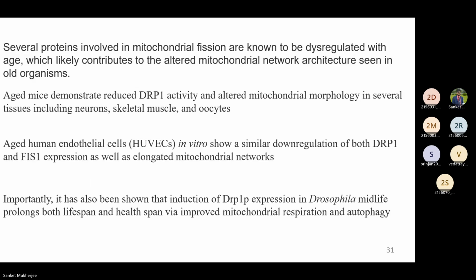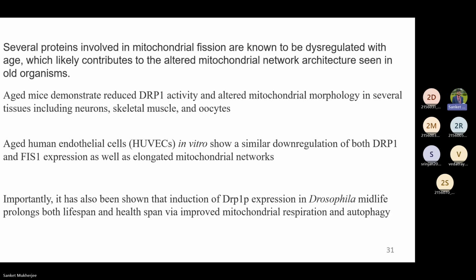Here we are talking about various mitochondrial proteins that are dysregulated with age. That causes a difference in mitochondrial network architecture in older organisms. If you see aged mice, they have lower levels of DRP1. With age, DRP1 levels decrease, and aged human epithelial cells and endothelial cells also have a downregulation of DRP1 and FIS1.